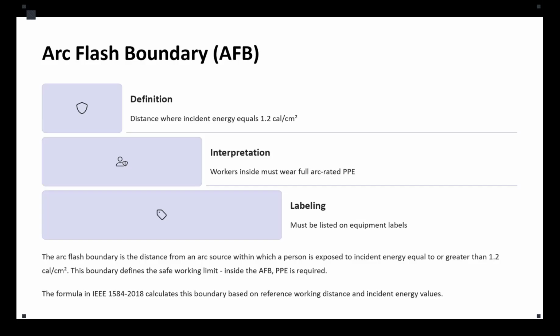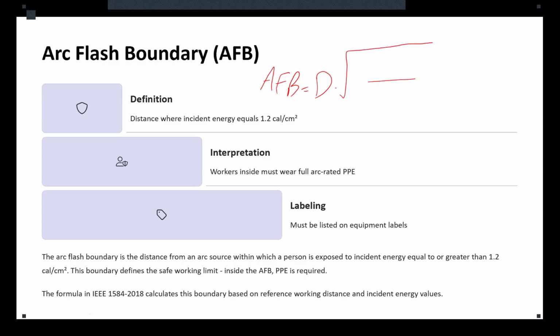So the formula for AFB is that AFB is equal to D times the square root of IE, incident energy, over 1.2. Okay, and this is going to be our boundary.